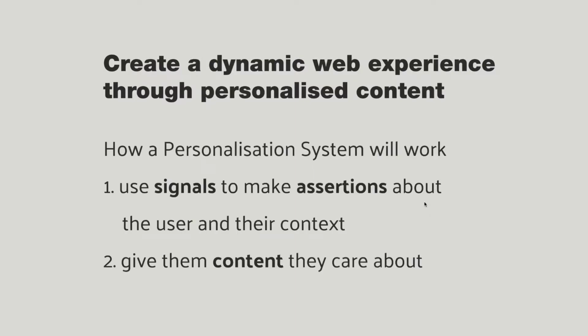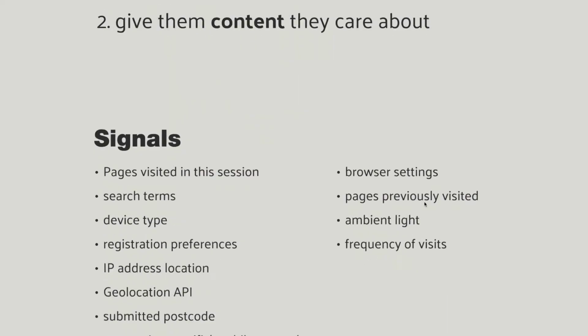What we have is what we call signals, and these signals are these data sources. We've got some examples of that today. We can use those data sources to make some assumptions or assertions about the user, and then give them the content that's relevant to them. So what sort of signals do I mean?